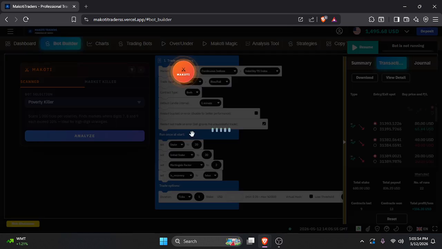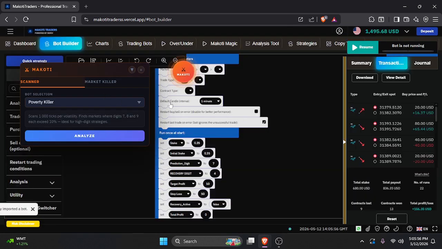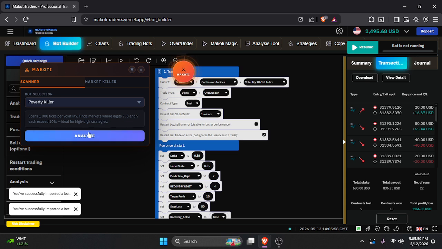Load. Once you have loaded it, and then scan volatility.